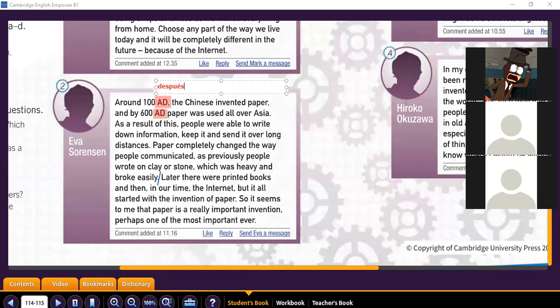So, after Christ, before Christ. Let me see if it's before or after. Let me see. Yes, it's after Christ. So, después de Cristo sería. This would be the meaning of these two consonants, okay?